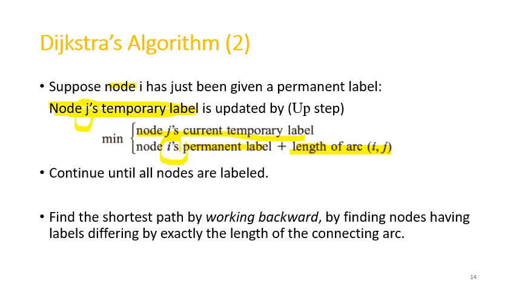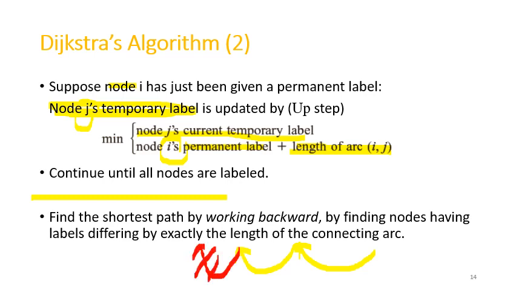Now finally we can do this interpretation step. We find the shortest path by working backward, finding the nodes that have labels differing exactly by the length of the connecting arc. Remember, we move backward, and if the distance is correct, we keep this node and keep going. But if the distance is wrong, we discard this node, go back from this point and move backward further. So this is what is meant by this step. I hope this algorithm is pretty clear for you.